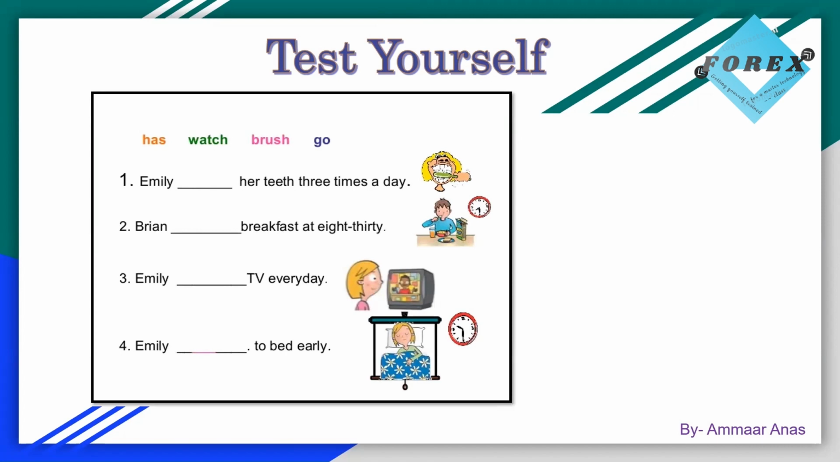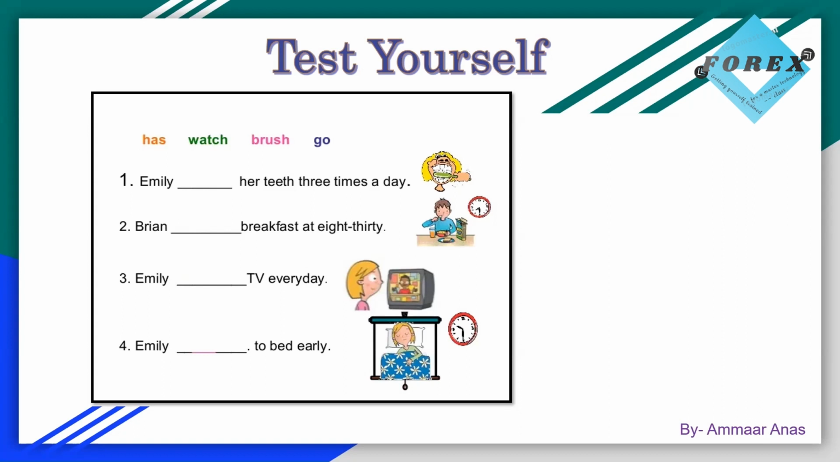Before you write a verb, check in which form it is, singular or plural, and then check which person it is: first person, second person, or third person. So here everything is singular and it's in the third person, because Emily belongs to she and Brian belongs to he. Now you can see those images.